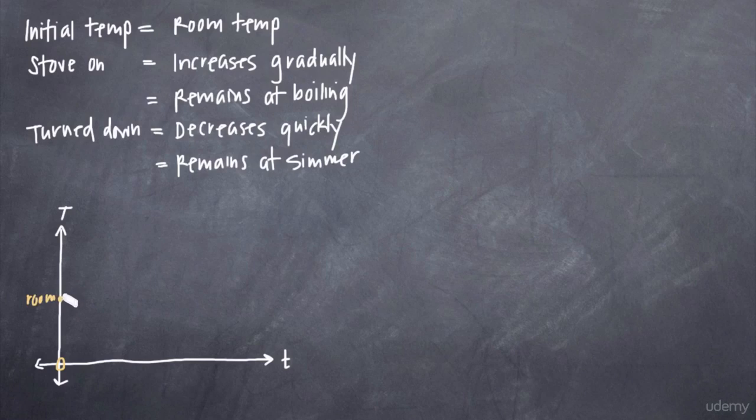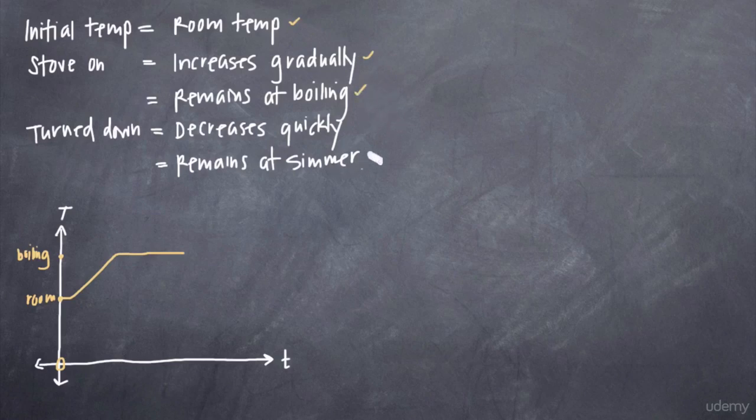Then we've been told that when the stove is turned on, the temperature increases gradually. So we'll say that the stove is turned on almost immediately, and the temperature will increase gradually as a function of time. Maybe this is gradual until it gets to boiling, and we'll call this boiling. So it increases gradually until it gets to a boiling point, at which point it remains fairly steady at boiling. It remains fairly steady for some period of time until eventually we turn the temperature down. You can see that we started at room temperature, we've increased gradually, and now we have this plateau here at boiling.